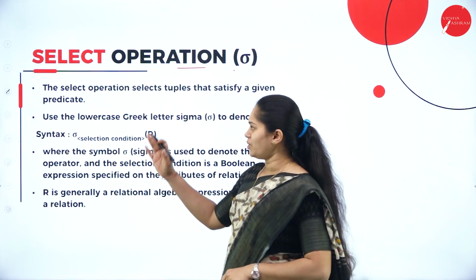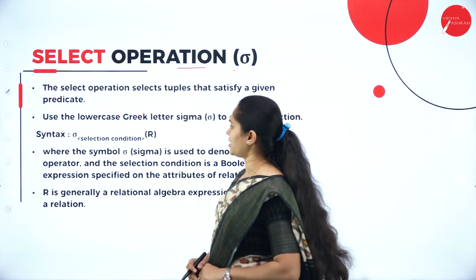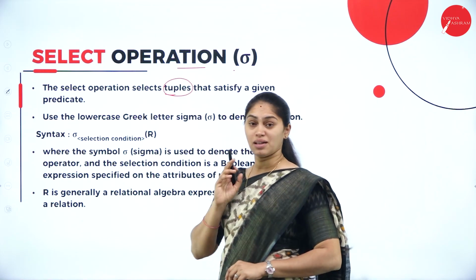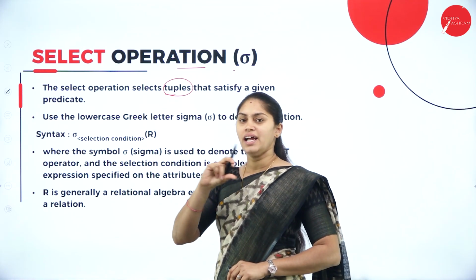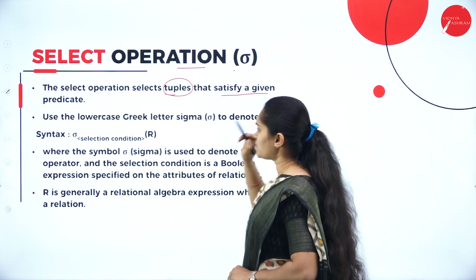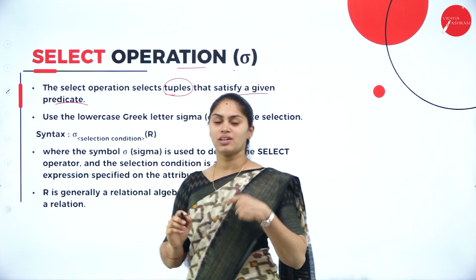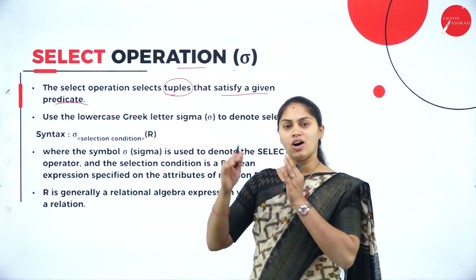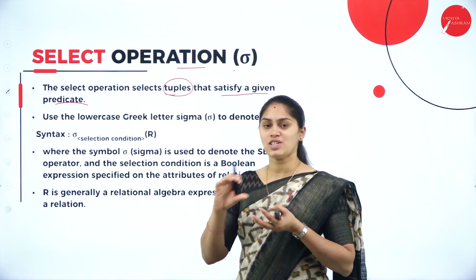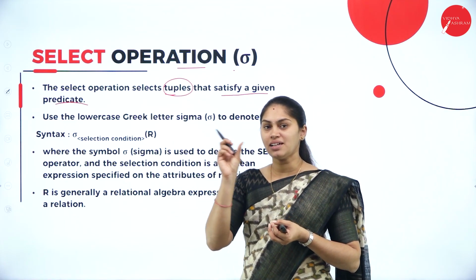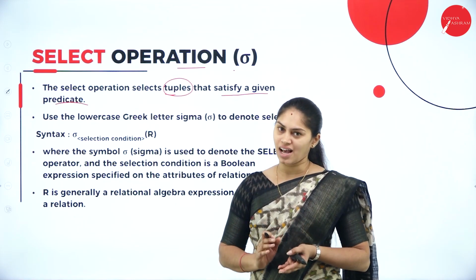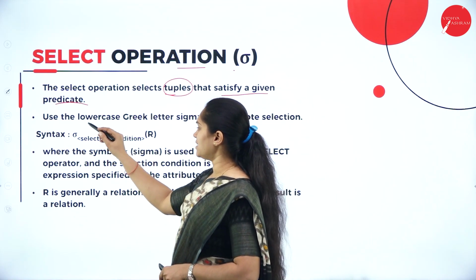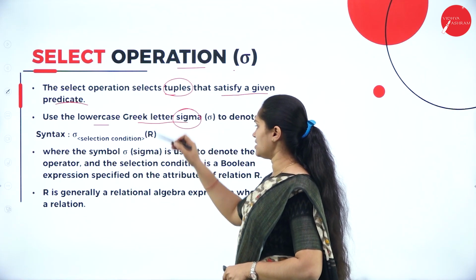As of now, we'll start discussing the select operation here. It selects the tuples. Tuples are nothing but rows, or records, that satisfy a given predicate. So whatever condition we are giving on the particular relation, based on that condition, particular tuples are going to be written as an output here. So here we have to use a Greek letter called sigma.